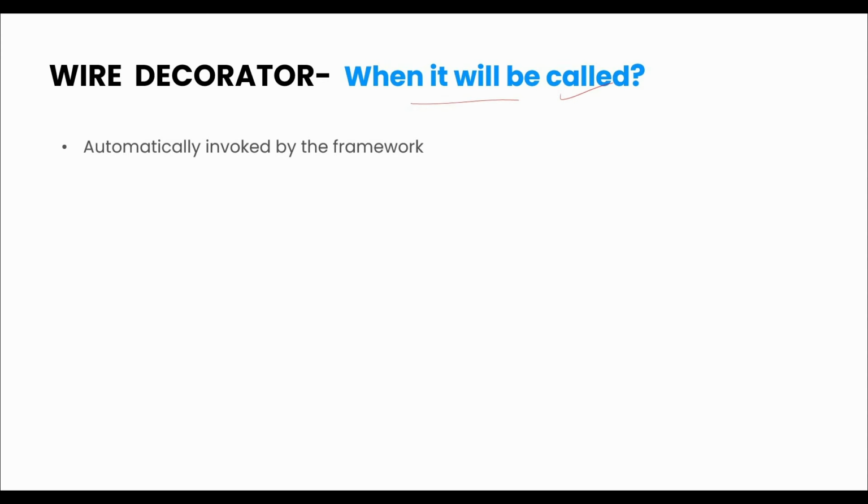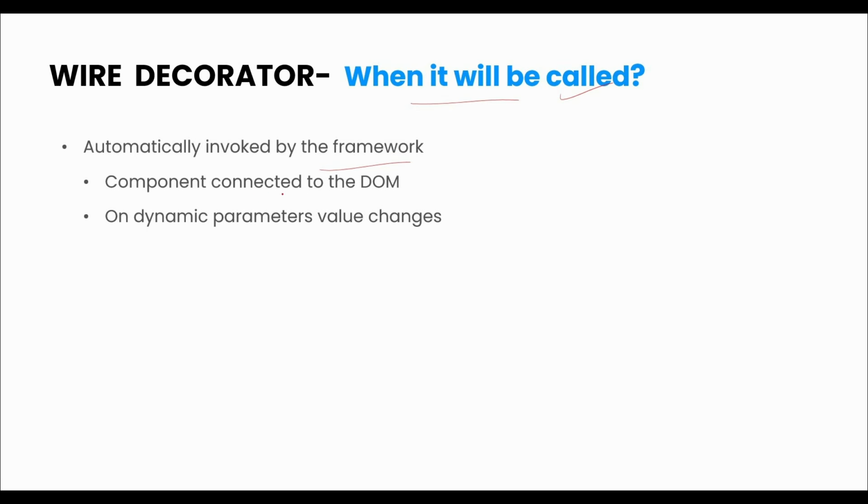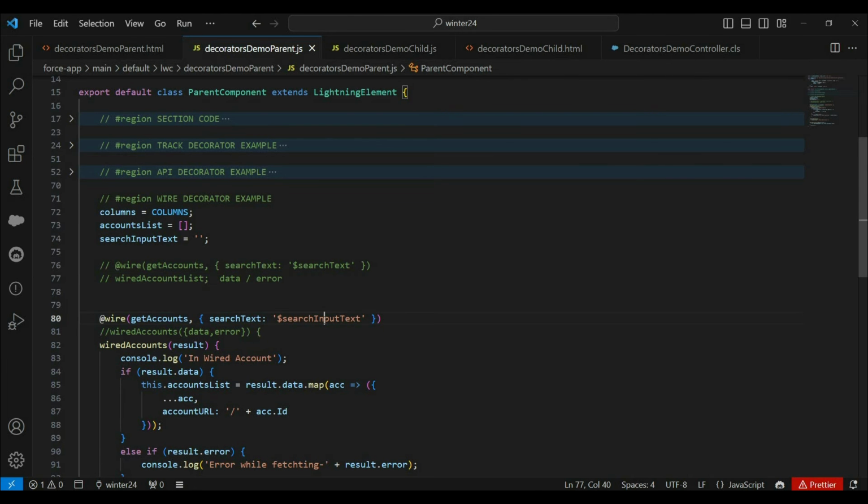Now, if we talk about the answer to this question, then we can say Wire Decorator will be automatically called by the framework whenever the component is connected to the DOM or whenever the associated dynamic parameter's value gets changed. Which means Wire Decorator will mainly get called in two situations. First is when the component is connected to the DOM, and second is when a dynamic parameter value changes. I mean, if you are passing a dynamic parameter in Wire Decorator, like here we are passing the search input text, then whenever the value gets changed in this property, the framework will automatically call this wired method again.